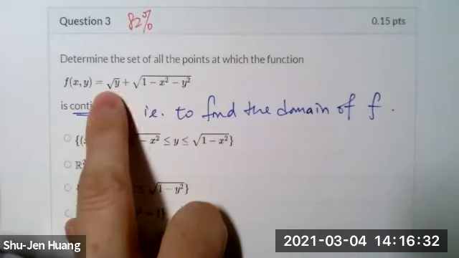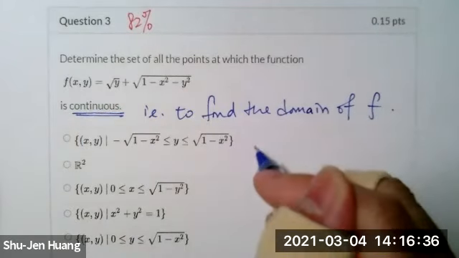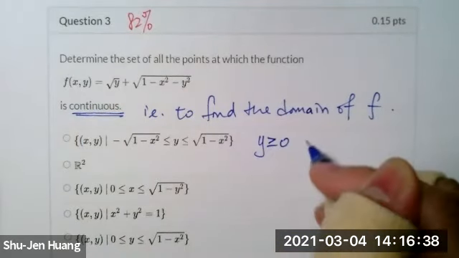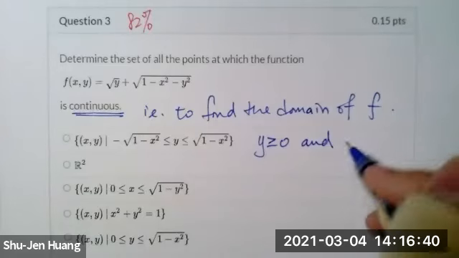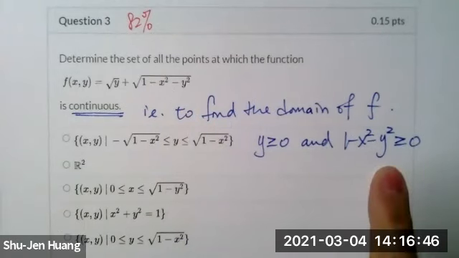We know everything inside the square root has to be greater than or equal to 0. So the domain is y greater than or equal to 0, and also the expression inside the second square root has to be greater than or equal to 0. It has to satisfy both of them.